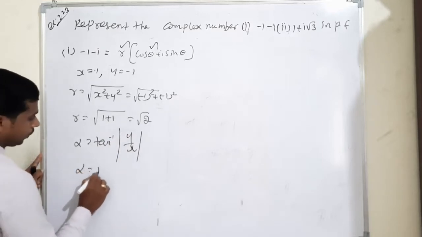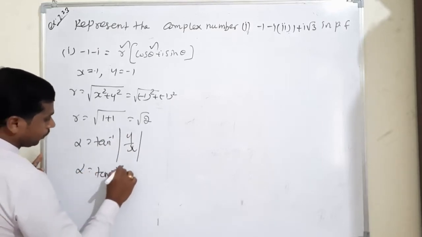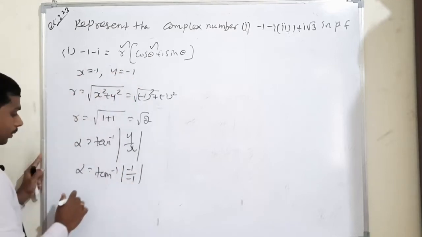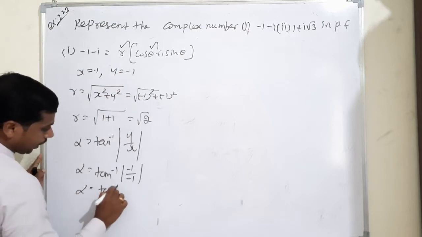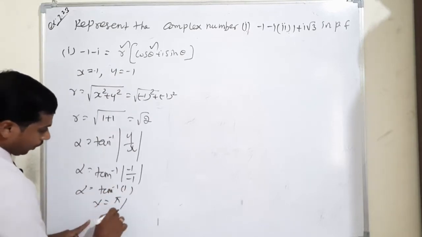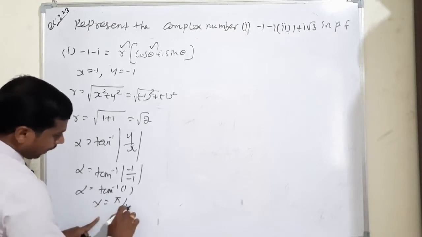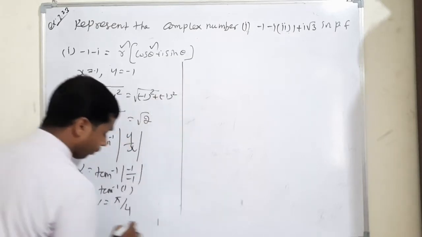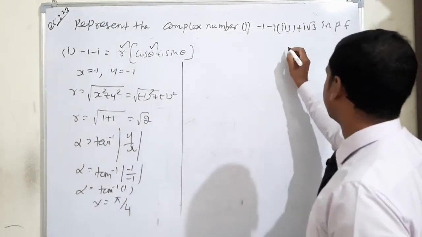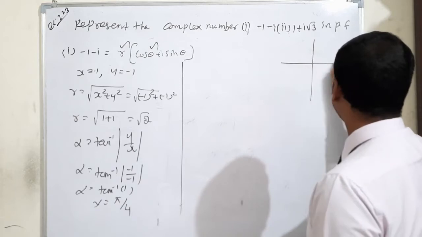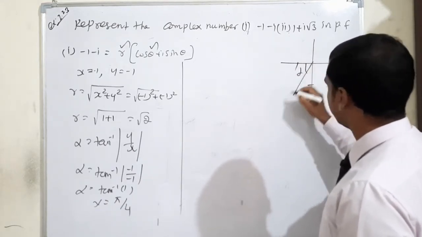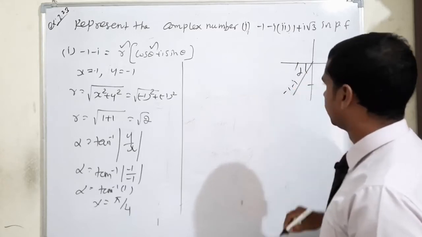So alpha is equal to tan inverse of modulus of minus 1 divided by minus 1, because x is minus 1 and y is also minus 1. So alpha is equal to tan inverse 1, which means pi by 4, isn't it? 45 degrees means tan 1 will come. So alpha is equal to pi by 4. Listen very carefully. Both x and y are negative, so it lies on the third quadrant. Third quadrant means minus 1 minus i, isn't it?